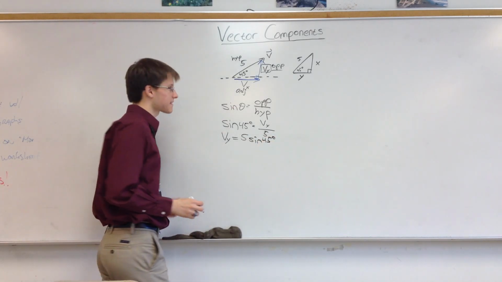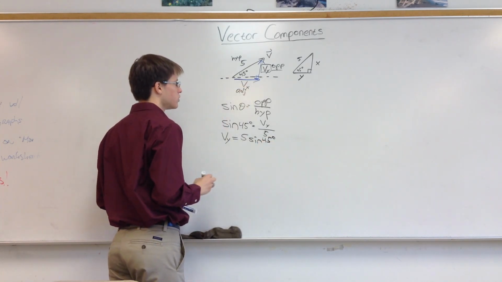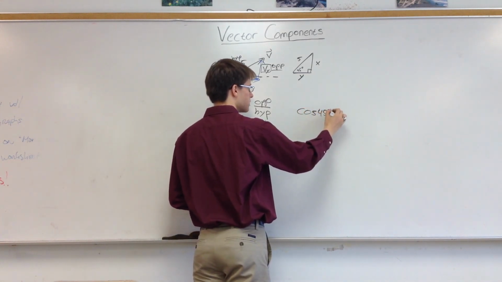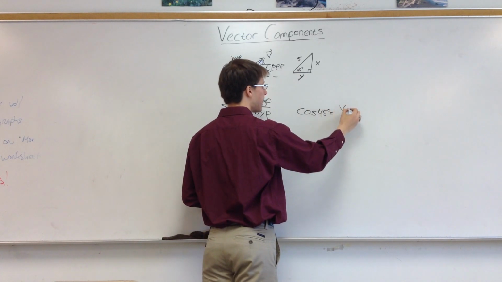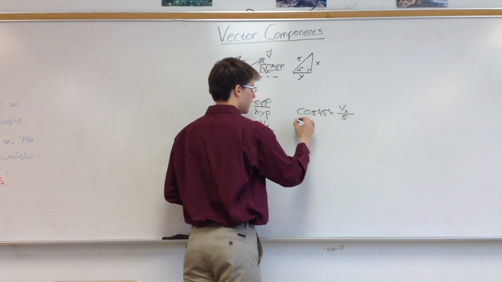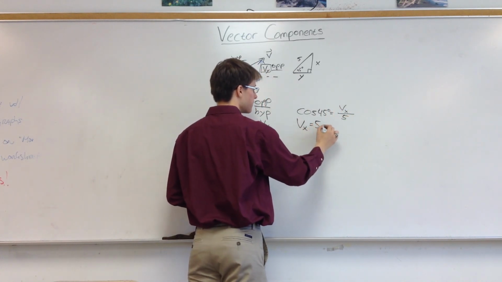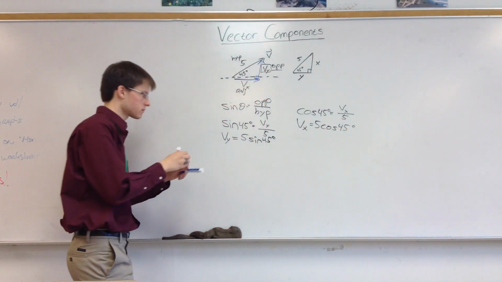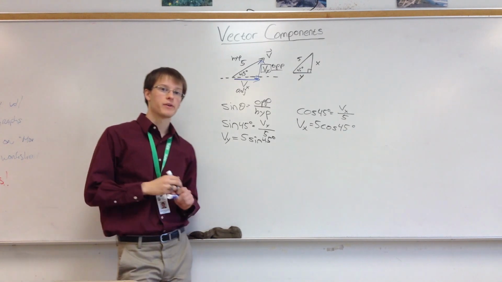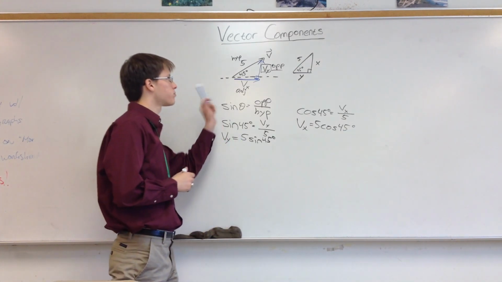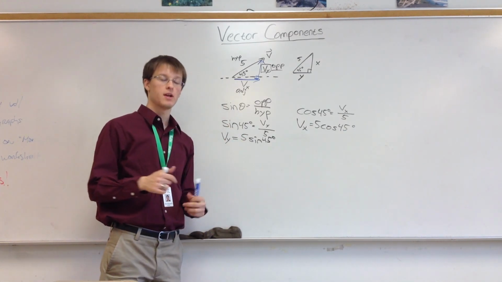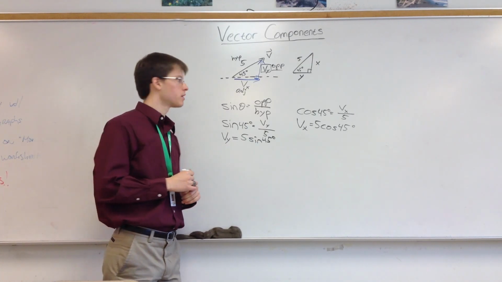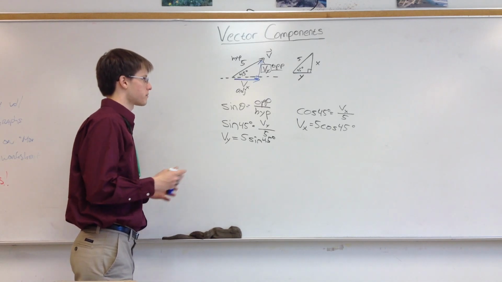You can go through doing the exact same thing with vx, which is the adjacent. So here you're going to have cosine of 45 degrees is equal to v sub x over 5, and then v sub x is equal to 5 times the cosine of 45 degrees. And that really is all there is to it. The ability to break vectors into their x and y components is a very useful thing to be able to do. You can also do other things from trig with these.